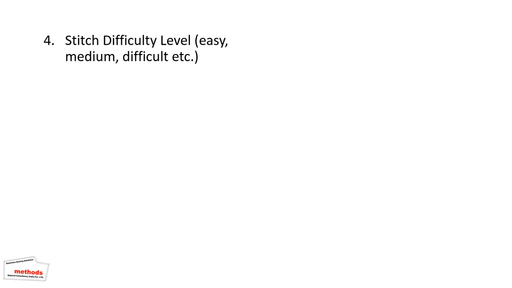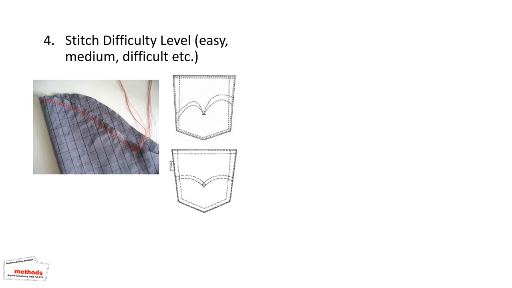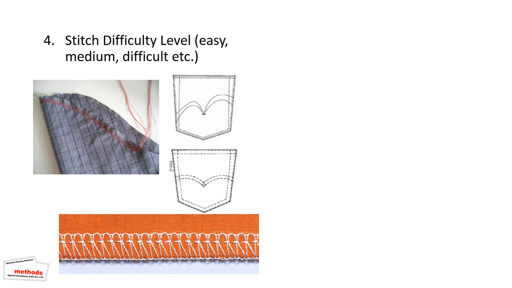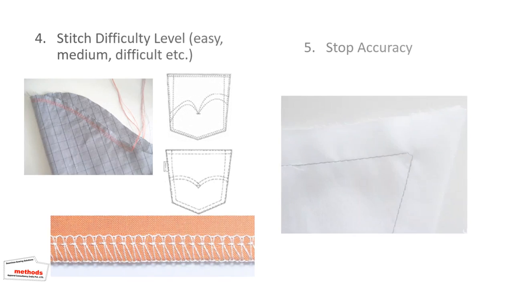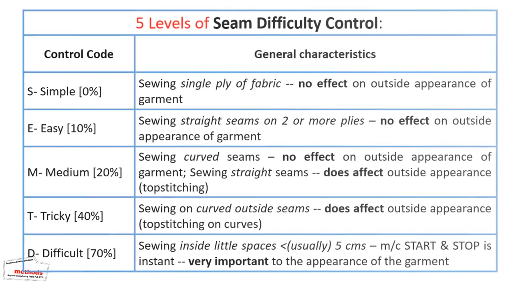The last and fifth factor is stop accuracy, which is the precision required by the operator to stop at the end of the stitch, like a difficult stop during pivoting a collar or easy stops like in case of overlocks. Let us have a look at the different levels of stitch difficulty and stop accuracy, starting with stitch difficulty. Here we have the control code or difficulty level in the left column and its characteristics and identification on the right.